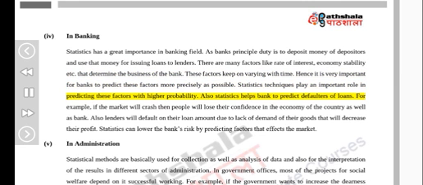Also, statistics helps banks to predict defaulters of loans. For example, if the market crashes, then people will lose their confidence in the economy of the country as well as the bank. Also, lenders will default on their loan amount due to lack of demand for their goods, which will decrease their profit. Statistics can lower the bank's risk by predicting factors that affect the market.